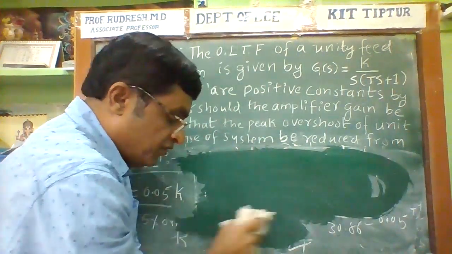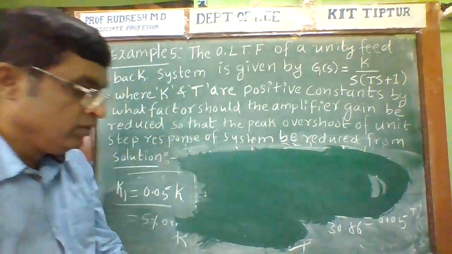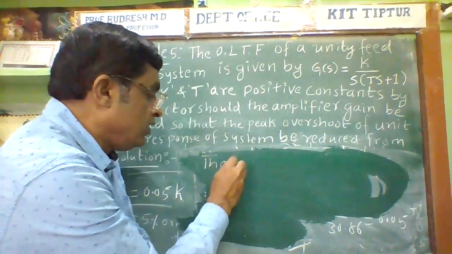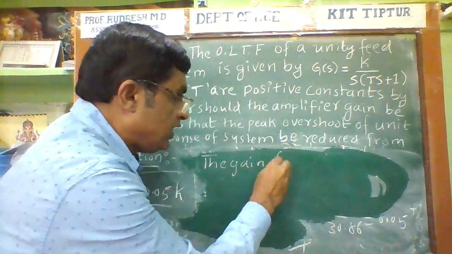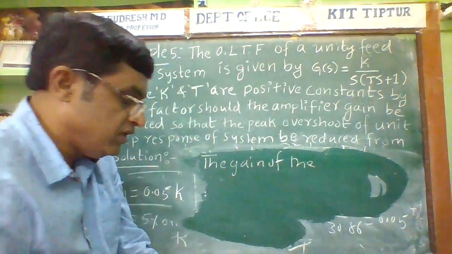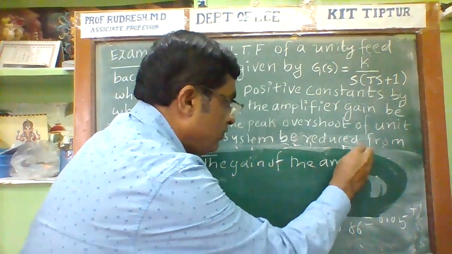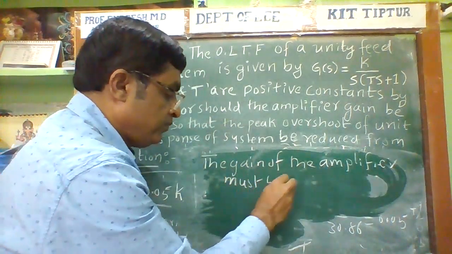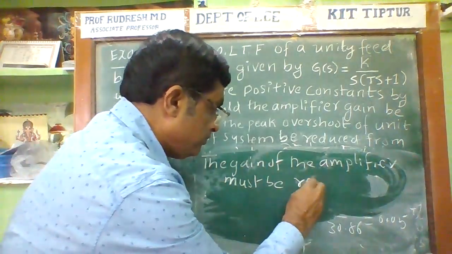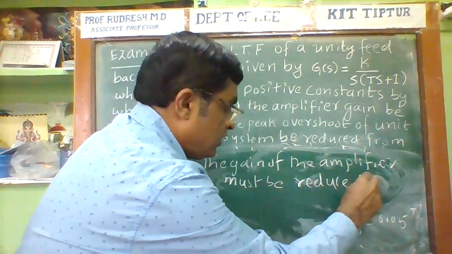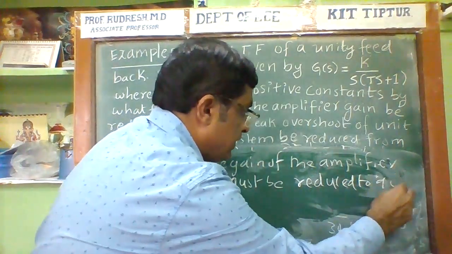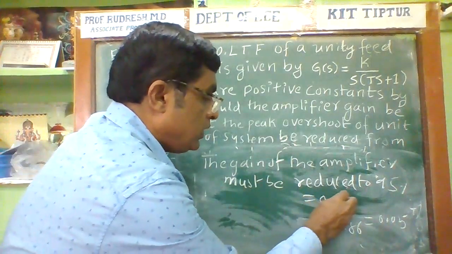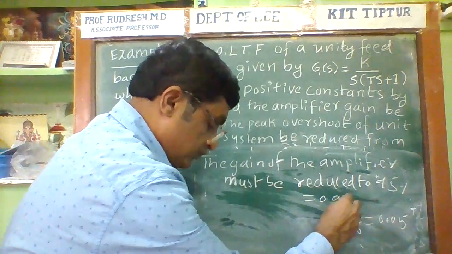Here the factor: the gain of the amplifier must be reduced by 95%. That is 0.95.